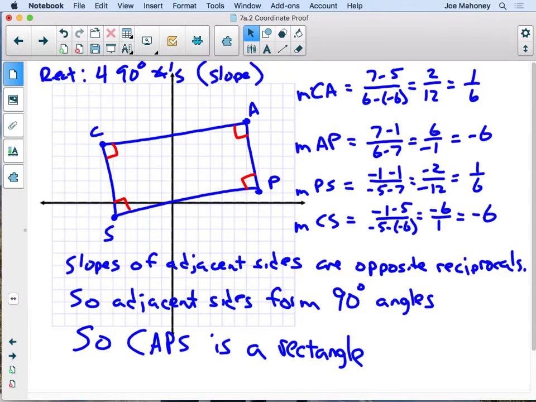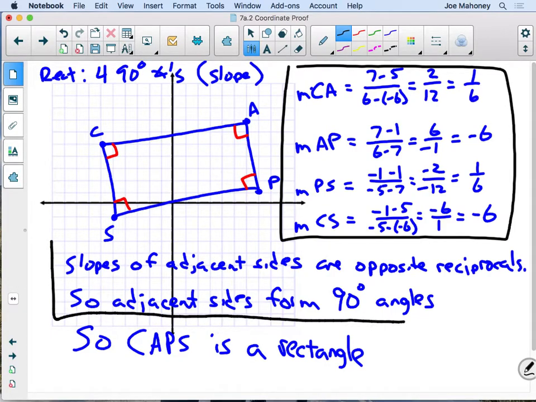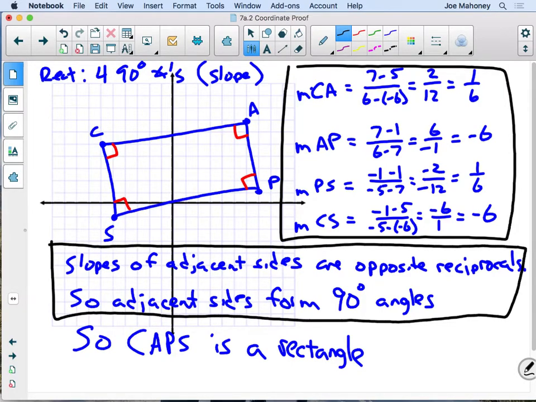So think about what we did, and let me show you what we need to show. We were asked to show it was a parallelogram. Nope, we were asked to show it was a rectangle. Getting ahead of myself. So a rectangle has 4 90-degree angles. So first, I do slopes. That was the first thing that we did. The second thing is, what do those slopes tell us? What did our formulas tell us? It told us that the slopes are opposite reciprocals, so the angles are 90-degree angles.